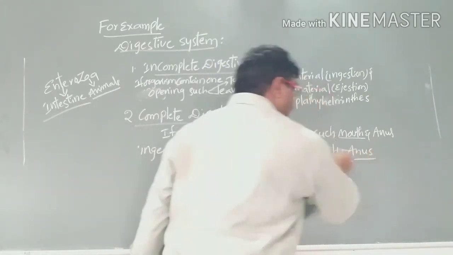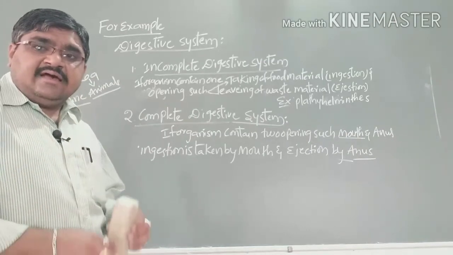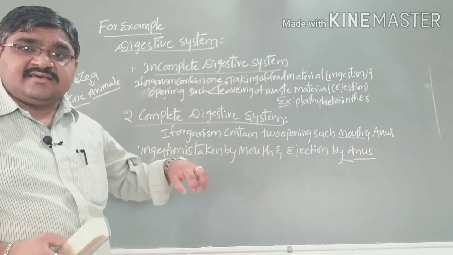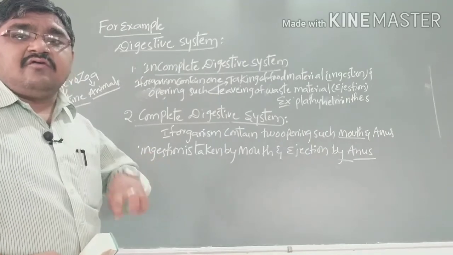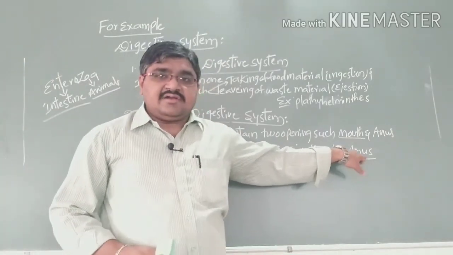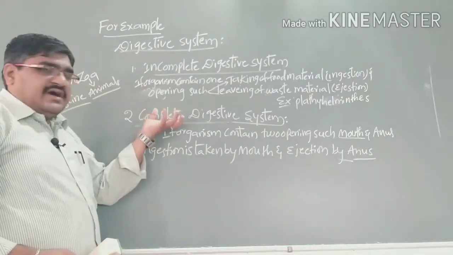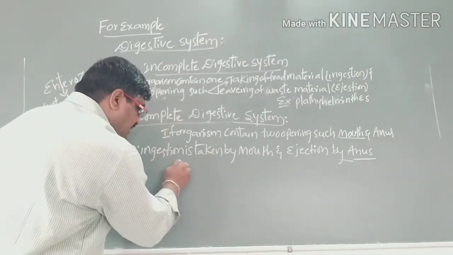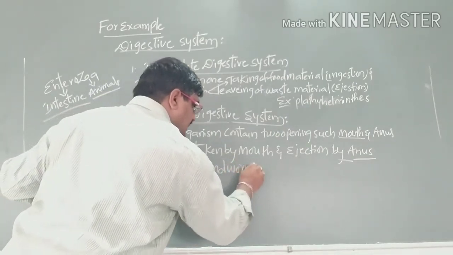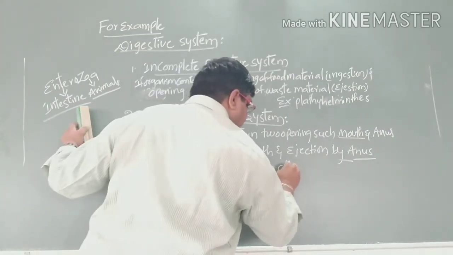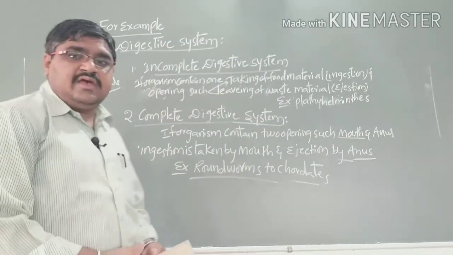So we have two openings present. Taking in food materials takes place through the mouth, and leaving off the waste materials takes place through the anus. Ingestion takes place by the mouth, and ejection takes place through the anus. This type of digestive system is called a complete digestive system. Examples range from Aschelminthes, or roundworms, up to chordates.